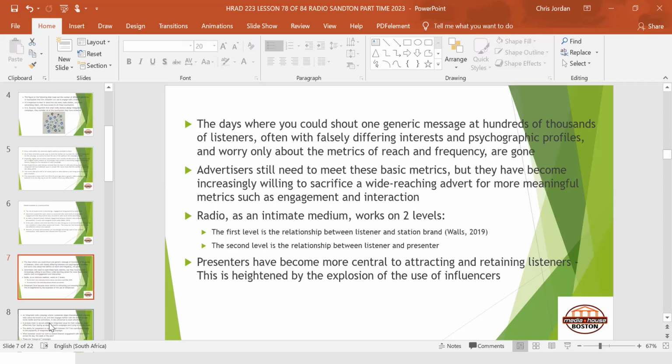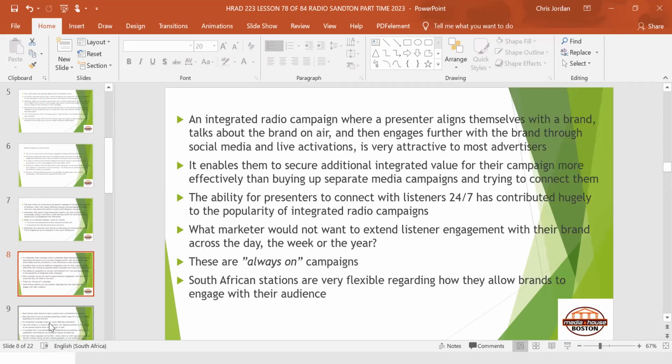Presenters have become more central to attracting and retaining listeners. This is heightened by the explosion of the use of influencers, right? Again, just to remind you once again, people within our industry and our craft, I'm saying not only radio, but within the creative craft industries, are now called content strategists. So anyone can be an influencer, right? But not anyone can be a content strategist. We are. And yay, finally, right?